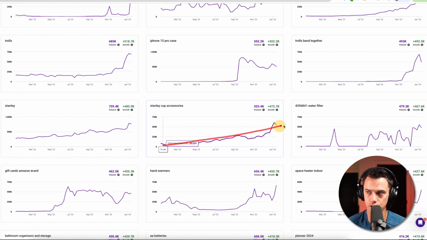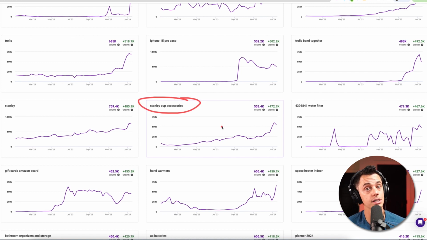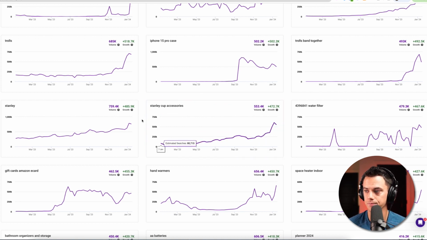But here's another one right next to it. Stanley Cup accessories, following that similar increase in search trend over the past 12 months. So there you go. For most of you guys, if you're going to sell a tumbler, you're like, I can't sell Stanley because Stanley's a brand and I'm not Stanley. But you can sell Stanley Cup accessories as a third-party brand. And that is a nice, good, growing, emerging market right there.